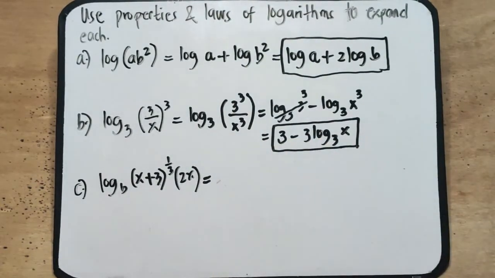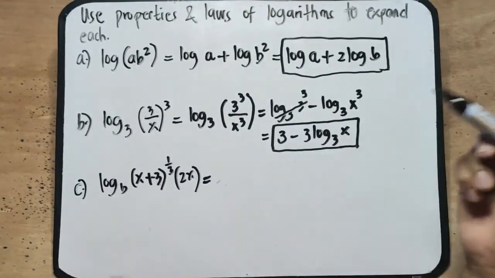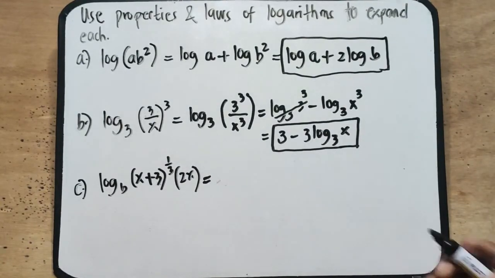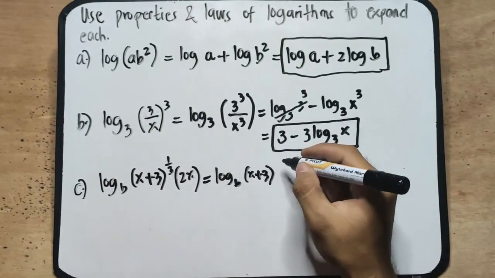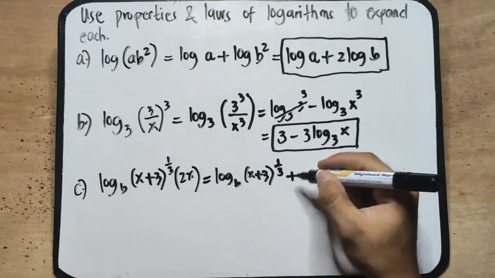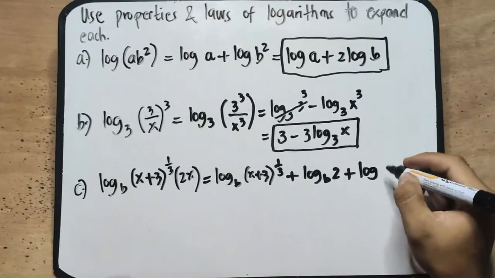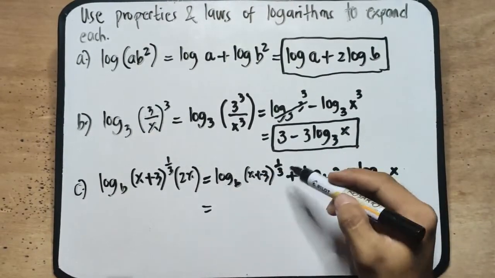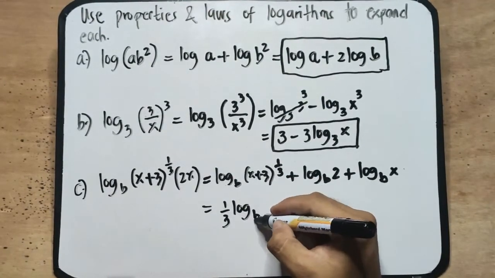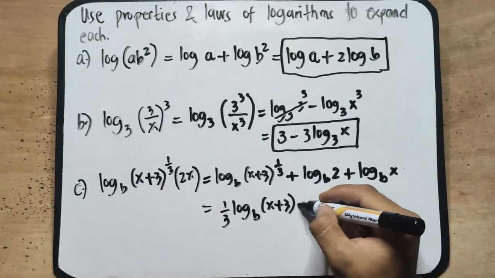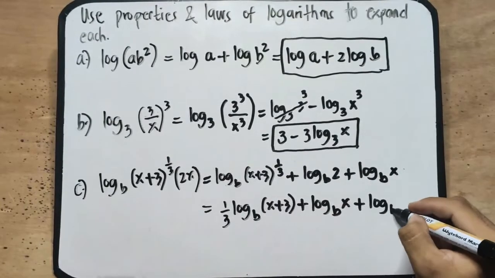For the third item, since multiplication yung operation dito, addition yung pag-expand natin. We use the addition law of logarithms. So, this will be log base b of x plus 3 raised to 1/3, plus log base b of 2, plus log base b of x. Meron siyang exponent, ibababa natin yan. So, that will be 1/3 times log base b of x plus 3, plus log base b of x, plus log base b of 2.